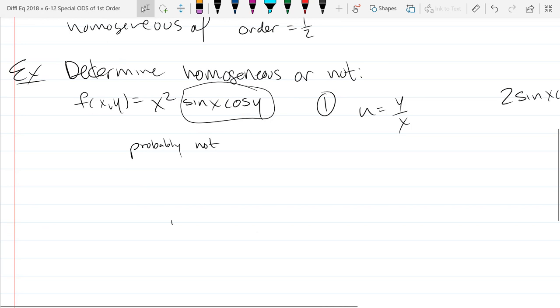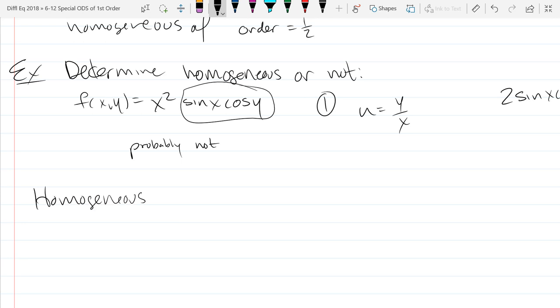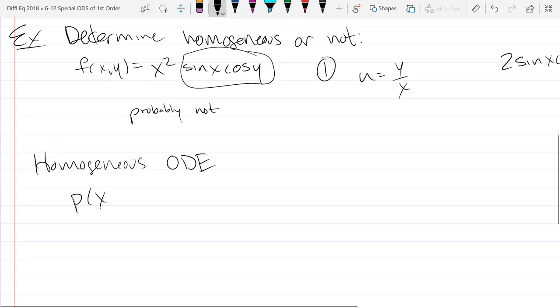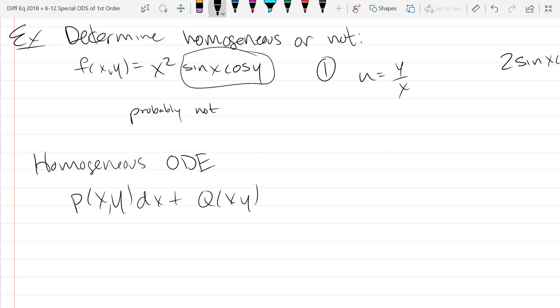All right, so we're going to define the homogeneous ODE, and then you can leave. Obviously, it's an ODE with homogeneous functions. So we'll write it as p of x y dx plus q of x y dy equals 0. If you get in this form, now p and q have to both be homogeneous of order n.